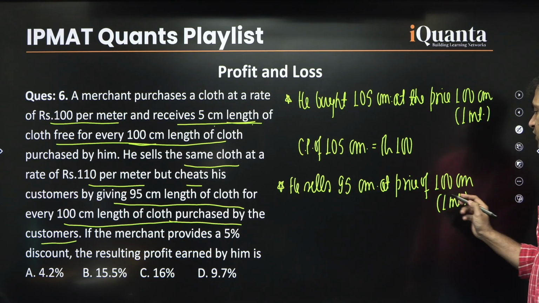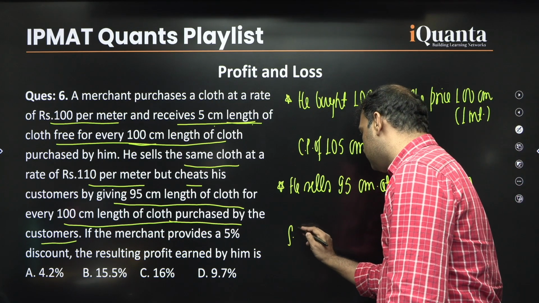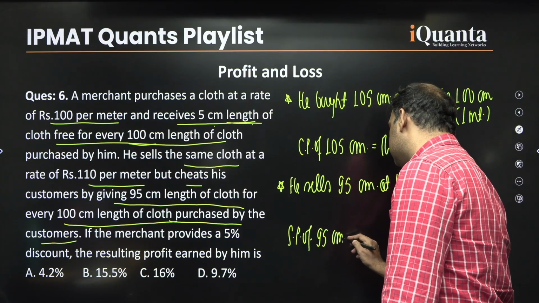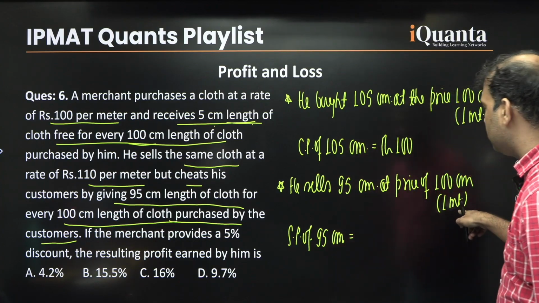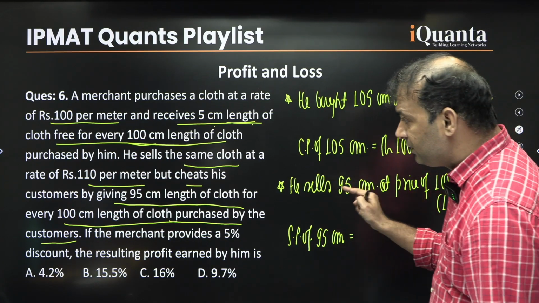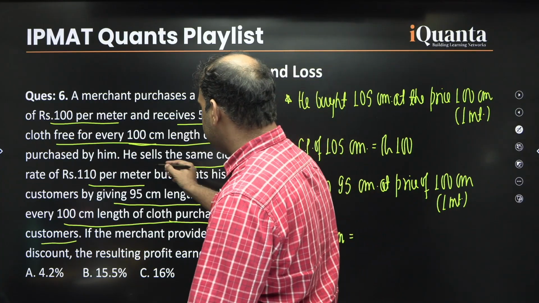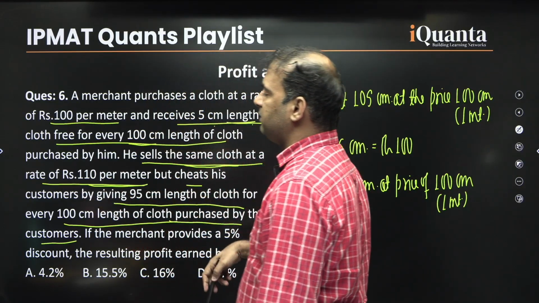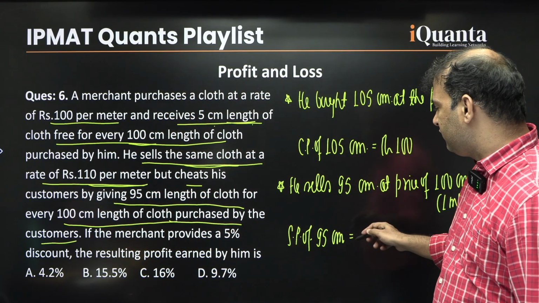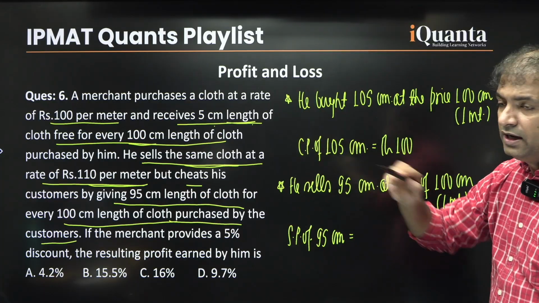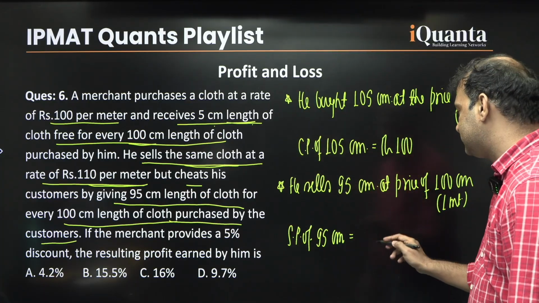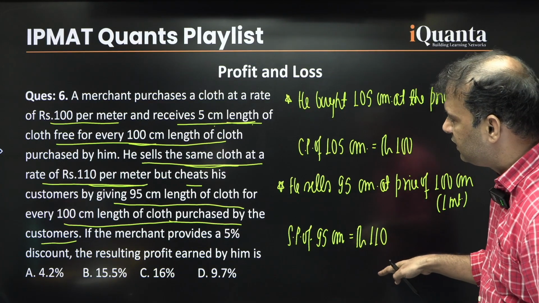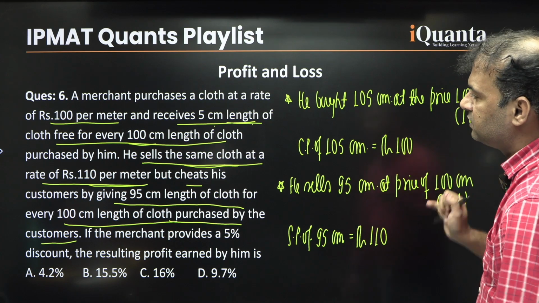So for him, what is the selling price of 95 centimeter? We can say the selling price of 95 centimeter is the original selling price of 1 meter, right? And what is the original selling price of 1 meter? Remember guys, they are saying that he sells the same cloth at the rate of 110 rupees per meter. So he sells 95 centimeter at the price of 1 meter, which is given to us as 110 rupees. So it must be rupees 110. All right, so this is the second scenario. There's the first scenario, there's the second scenario, fine.